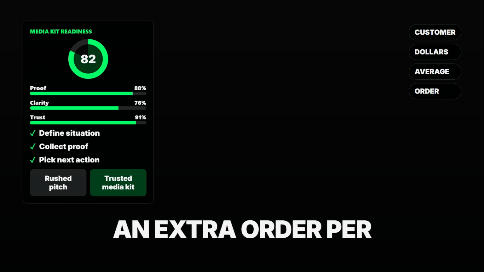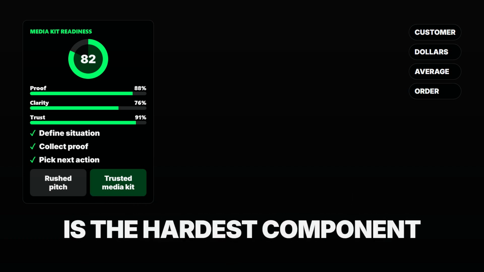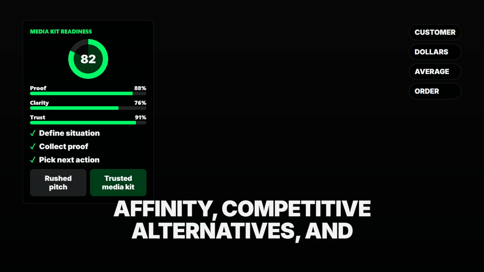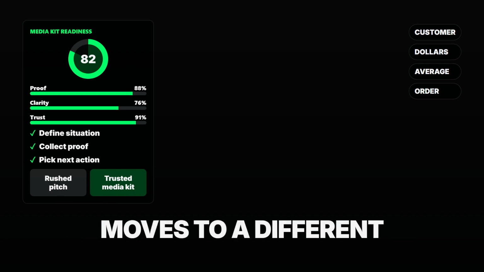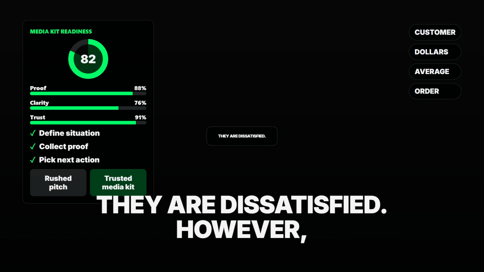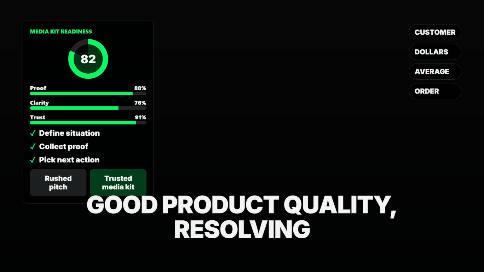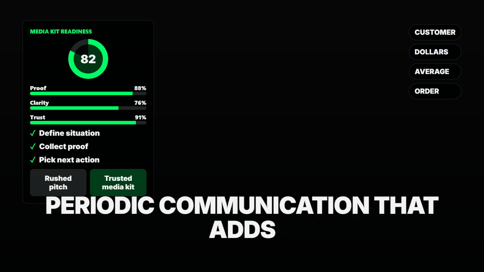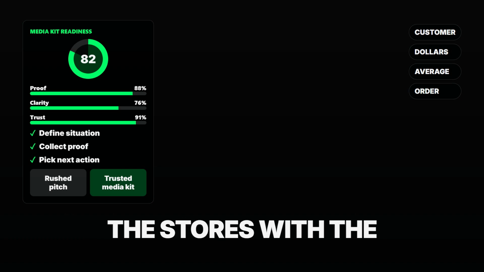Customer lifespan is the hardest component to influence because it depends on satisfaction, brand affinity, competitive alternatives, and life circumstances outside your control. A customer who moves to a different country might stop buying from your store for logistical reasons, not because they are dissatisfied. However, you can extend average lifespan by delivering consistently good product quality, resolving problems quickly and generously, and staying relevant in the customer's life through periodic communication that adds value rather than just asking for a sale. The stores with the longest customer lifespans are typically the ones that treat customers like relationships rather than transactions.